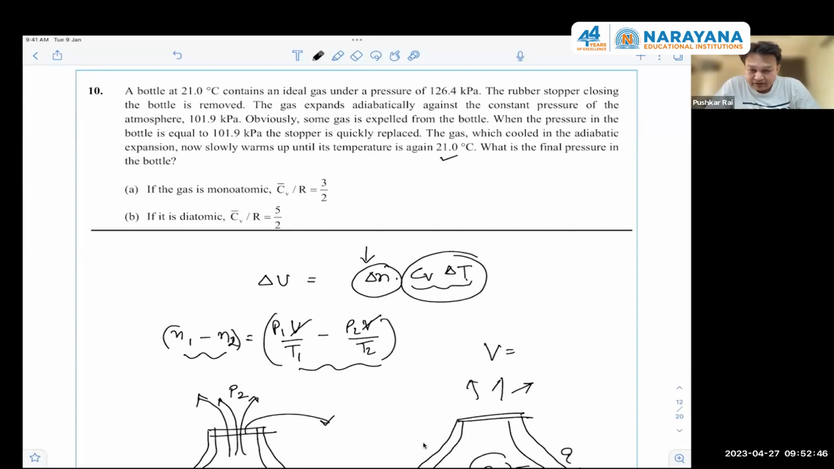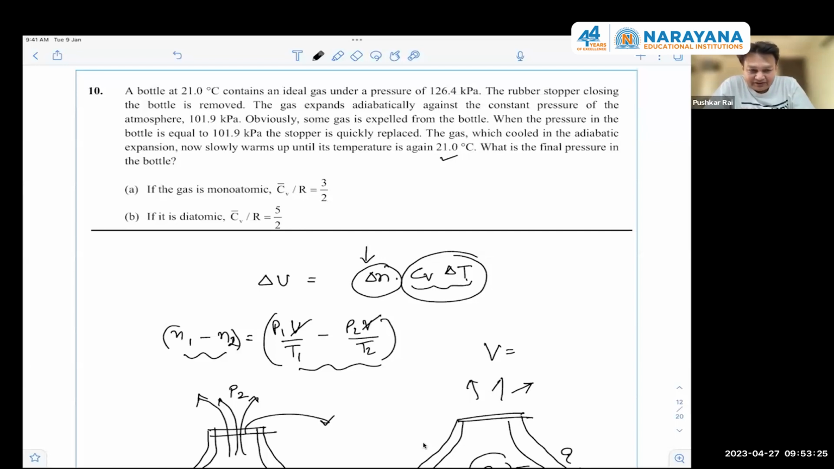If we know the temperature, can we use the formula P to the power 1 minus gamma into T to the power gamma equal to constant? No, it's not a reversible process, so no such formula. But in fact, this is a very important method for determining the Cp by Cv ratio.